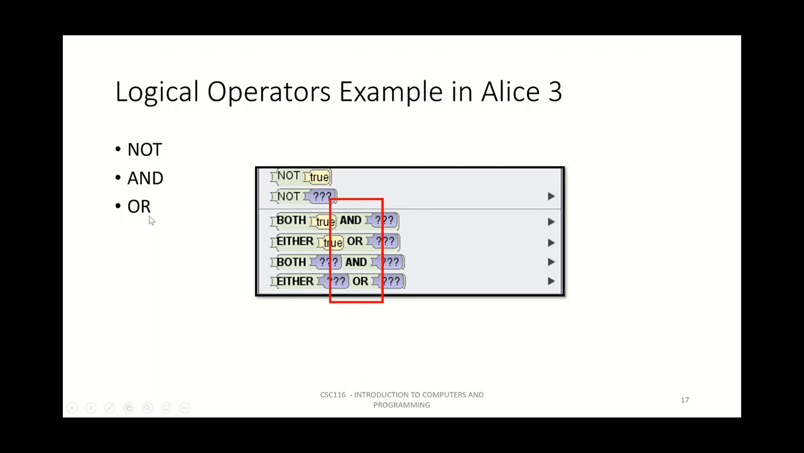In ALICE 3 we also have three types of logical operators: not, and, and or. These are the choices of logical operators in ALICE 3.